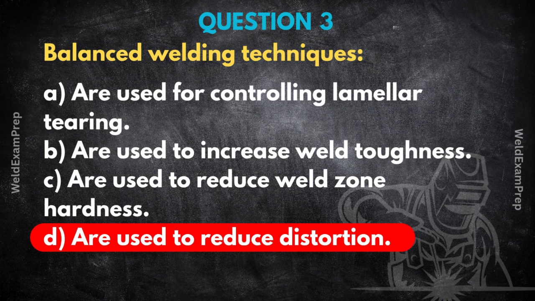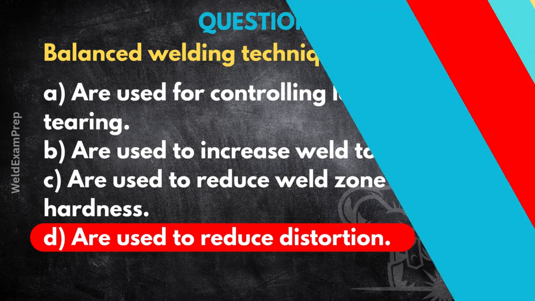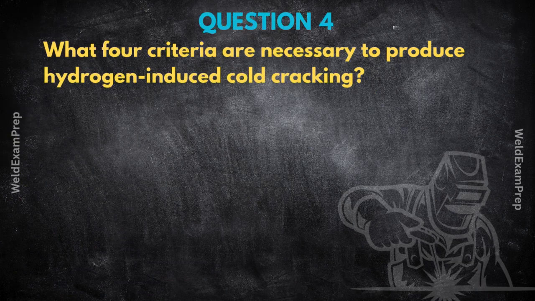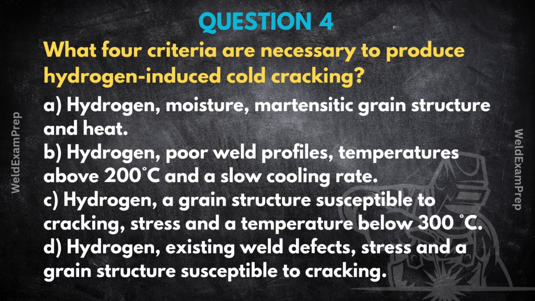Okay, let's shift gears to a defect type. A nasty one. Hydrogen-induced cold cracking. Yes, HICC. Or delayed cracking. Delayed cracking, exactly. So the question is, what four criteria are necessary for it to happen? Is it A, hydrogen, moisture, martensitic grain structure, and heat? B, hydrogen, poor weld profiles, temps above 200 C, and slow cooling. C, hydrogen, a susceptible grain structure, stress, and a temperature below 300 degrees C. Or D, hydrogen, existing defects, stress, and a susceptible structure. Right. Need all the ingredients for this one.